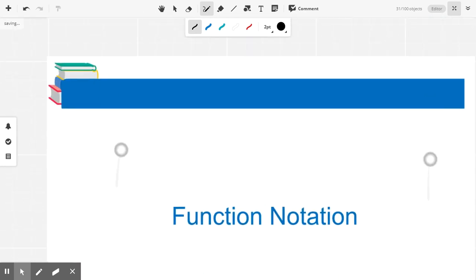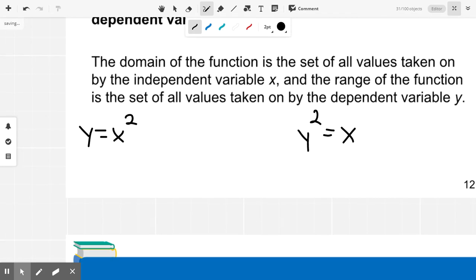And before we go on to function notation, I want to talk about two equations right here about whether or not they are functions. Okay, this one, y equals x squared, you can always graph it, right? Let me see if I can get my calculator up.